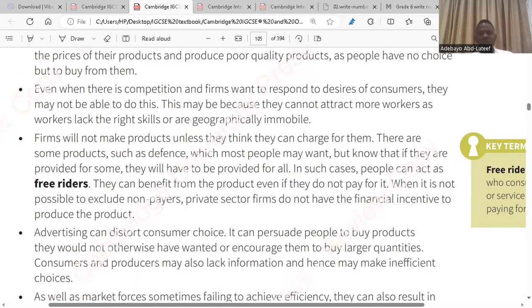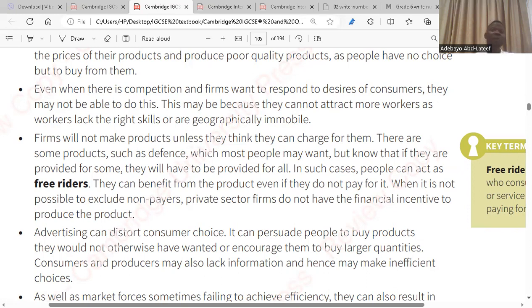The next one. Firms will not make products unless they think they can charge for them. There are some products such as defense, which most people may want, but if they are provided for some, they will have to be provided for all. In such cases, people can act as free riders. When we talk about free riders, we're talking about you enjoying some benefits that you never contributed to. You become a free rider.